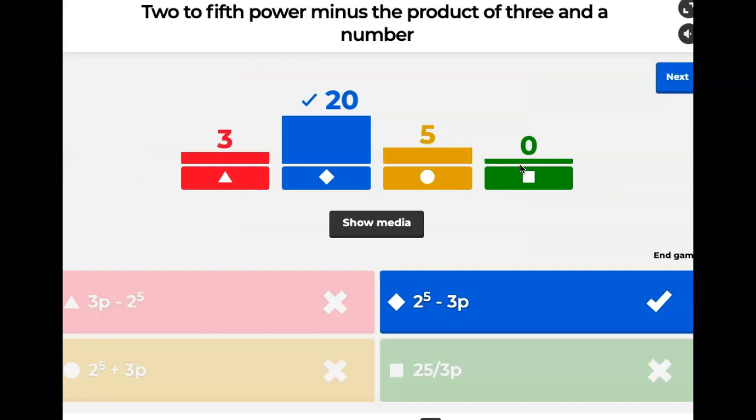Actually, when you read it slowly, you're going to really see it. Almost everybody got it right, except for those 5 who spread all over the place. The orange one is 2 to the power of 5, but it says minus, guys. The yellow one is plus.